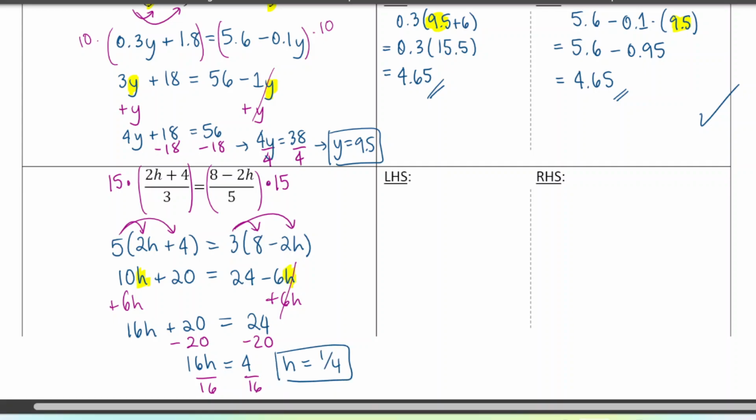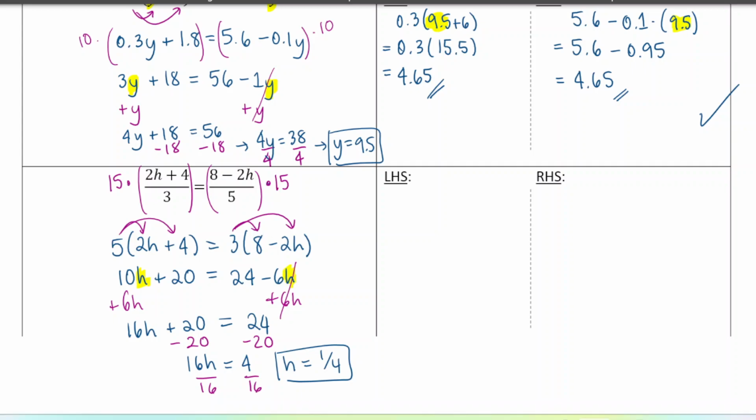Okay, let's go ahead and verify. Again, you can stop here and try on your own if you want to. We have 2 times 1/4 plus 4, all over 3. 2 times 1/4 is 0.5. And 4.5 divided by 3 is 1.5.